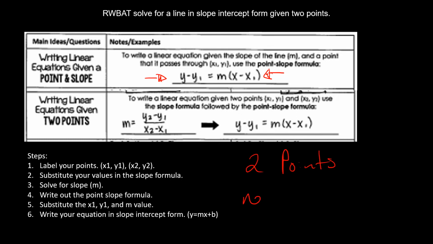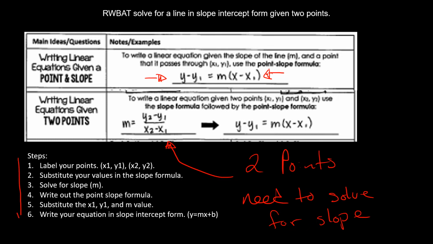So we need to solve for slope. And so needing to solve for slope, we got to use this guy right here, m equals y2 minus y1 over x2 minus x1. And these will be the 6 steps that we work through.